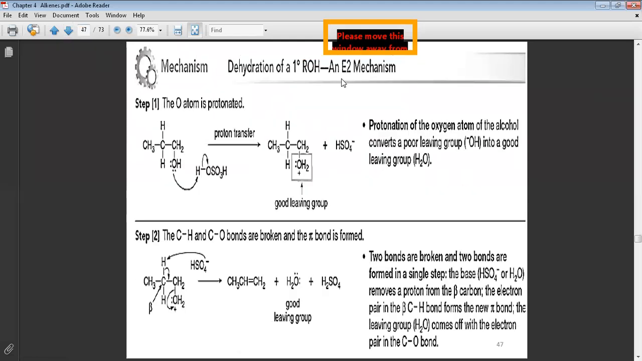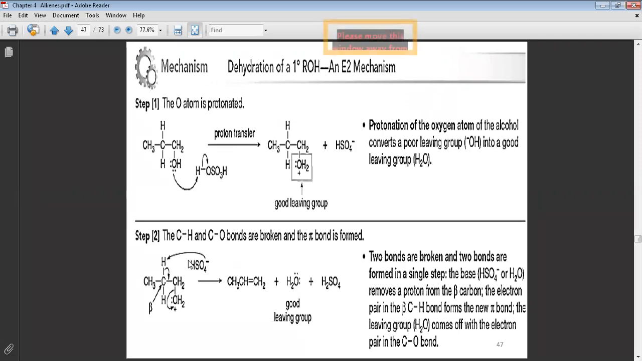E2 mechanism is just one step. That means the nucleophile, the negative part, shifts its electrons and attacks the proton on the beta carbon and gives you a double bond, and the leaving group is removed. So the E2 mechanism is like SN2, one step. The first step, protonation, we don't count as a mechanism step because it is just an acid base reaction.